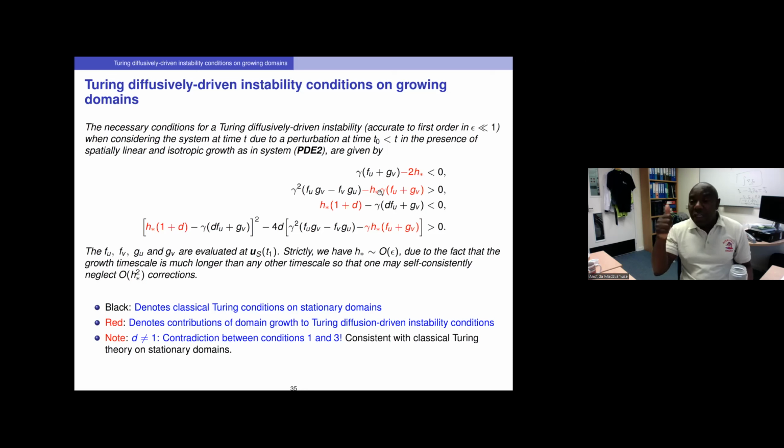In the absence of domain growth, d cannot be 1. So the activator and the inhibitor cannot diffuse at the same rates. This is only true in the absence of domain growth, not in the presence of domain growth. But when I introduce cross-diffusion, and this is important, I can relax this assumption. Cross-diffusion allows me to consider equal diffusion coefficients. Again, I overcome one of the major criticisms of Turing's theory.